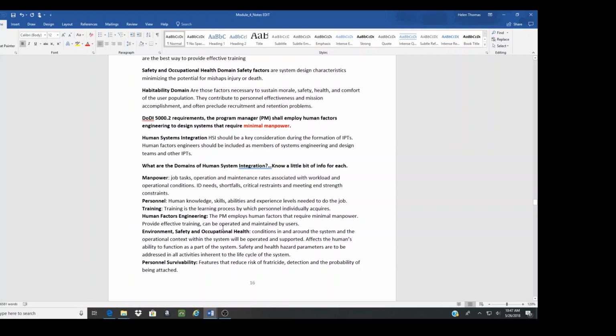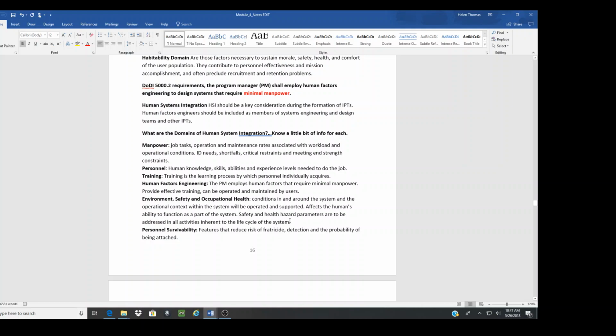Human factors engineering. The program manager employs those human factors. Again, this is repetitive, but it's the way it was in the study guide. So I pulled it out again, because usually when you see things being repeated that many times, that means it's important. So human factors engineering, minimal manpower. We're going back to making sure they have the right amount of training, and we minimize safety hazards. Conditions in and around the system, the operational context within which the system will be operated and supported. So this again talks about safety: identify the safety hazard, put corrective actions in place to minimize the instances of those becoming an issue.